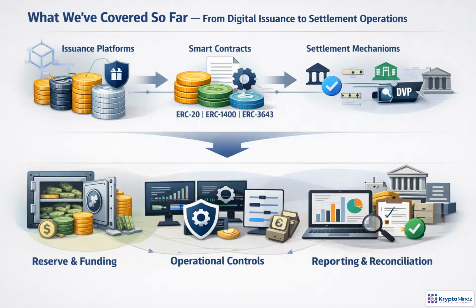You've already built the core stack: issuance platforms, token standards, smart contracts, and settlement mechanisms like DVP and atomic exchange. Now we shift from execution to control. The key question is whether reserves are funded, treasury movements are governed, and records are reconciled well enough to support real institutional trust.